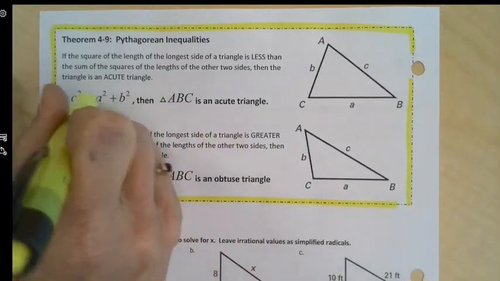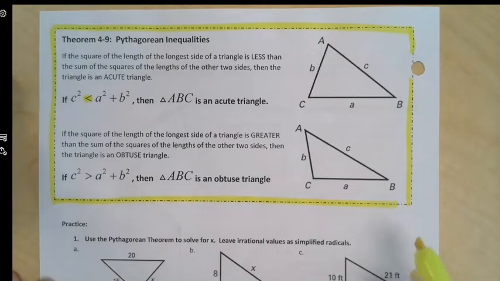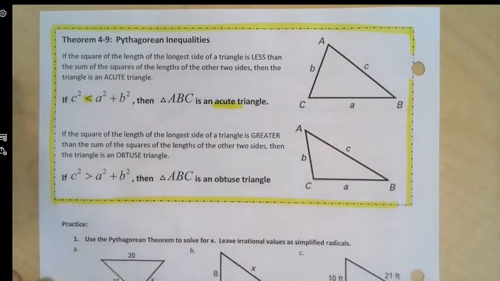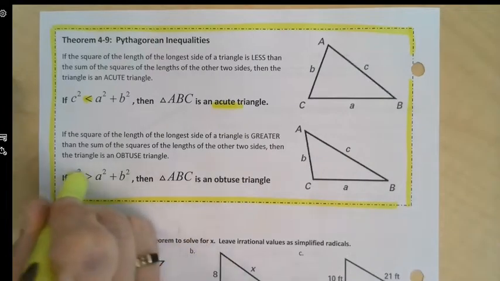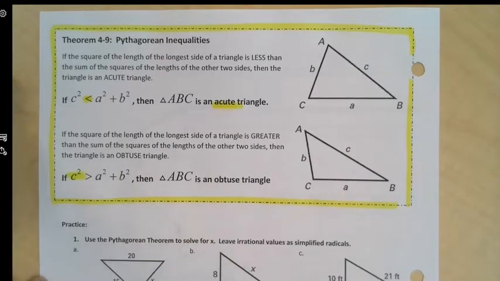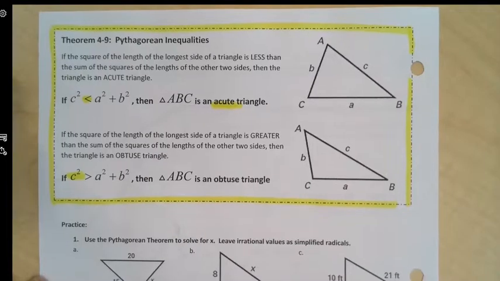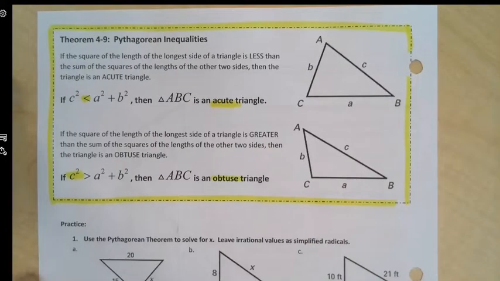If c squared is smaller than a squared plus b squared, it's an acute triangle. If you square the longest side of the triangle and it's bigger than a squared plus b squared, then you can say that's obtuse. So now you have your 3 choices. If c squared is equal to a squared plus b squared, then it's right. If it's smaller than, it's acute. If it's bigger than, then it's obtuse.